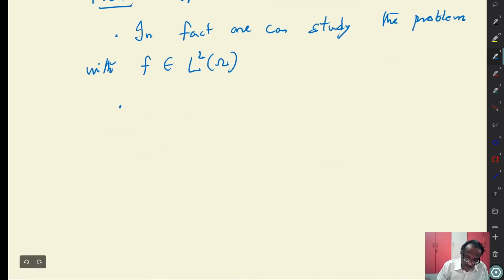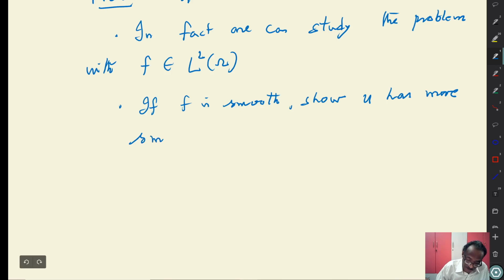Then of course, if f is smooth, you have regularity, you have more smoothness. This is what regularity results give, and then you get a classical solution.